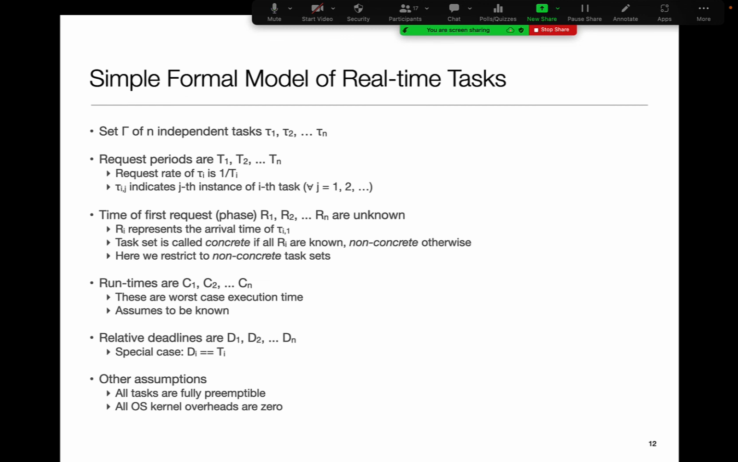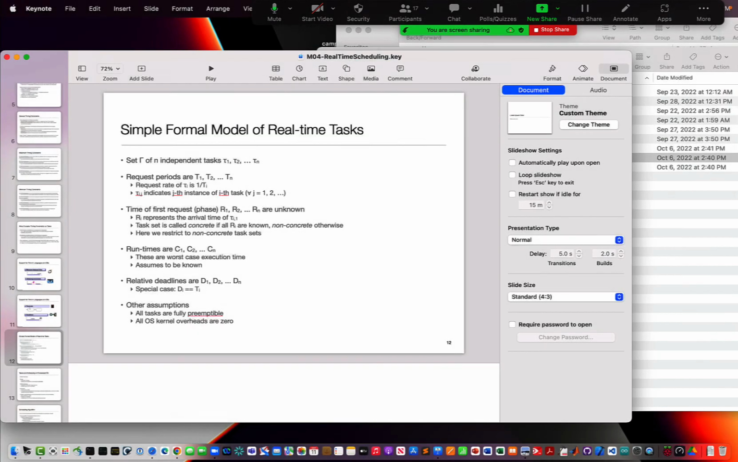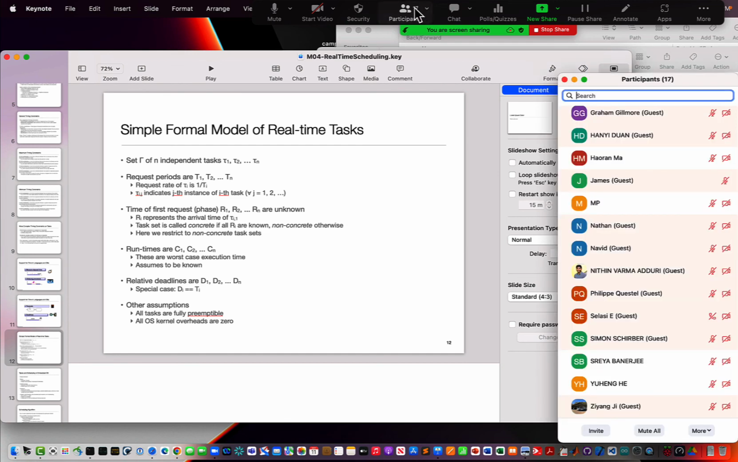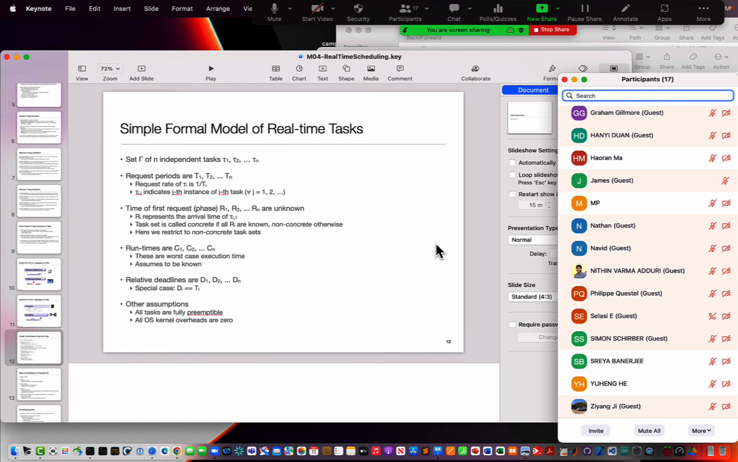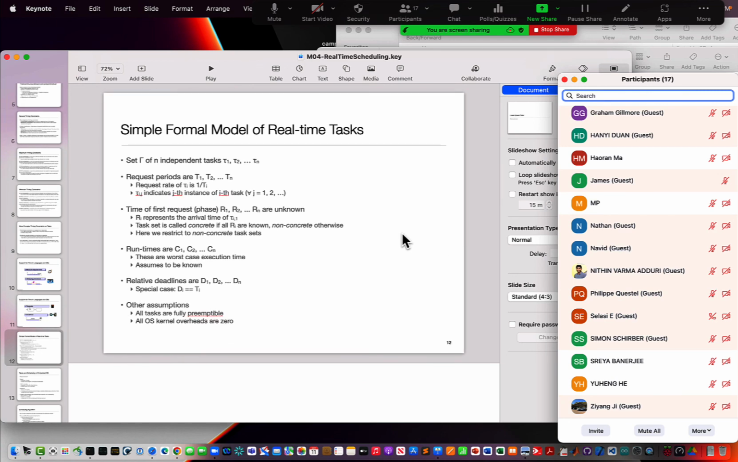Okay, I'm suddenly getting a lot of echo, but yeah, C. C is one. Anything else? Maybe the deadlines as well.